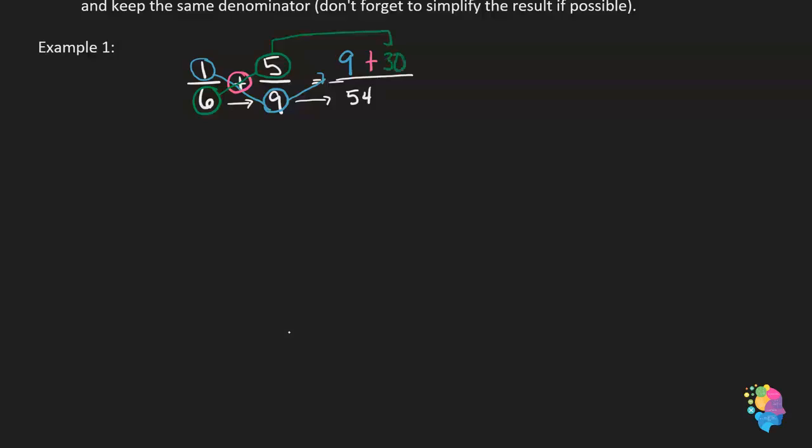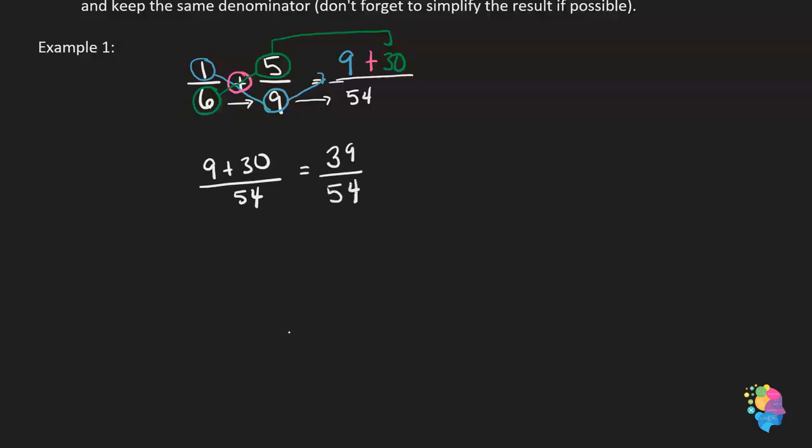Now, you have to be very careful. This is the most important step. You have to make sure that the multiplication is completed in this particular order. So, I'm going to bring down our result. This is 9 plus 30 over 54. So when I add 9 plus 30, that will give me 39 over 54.